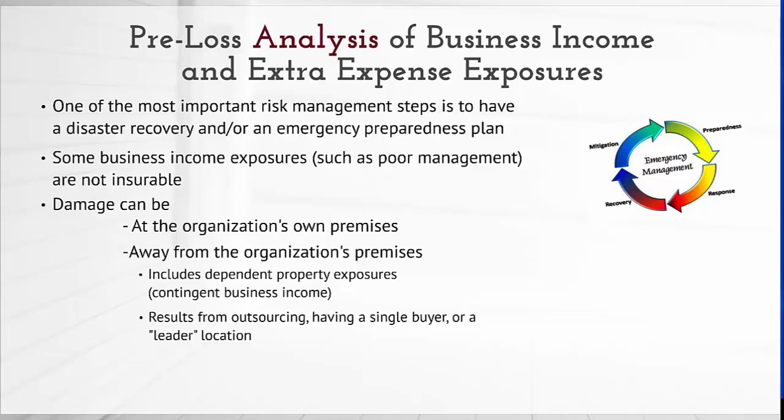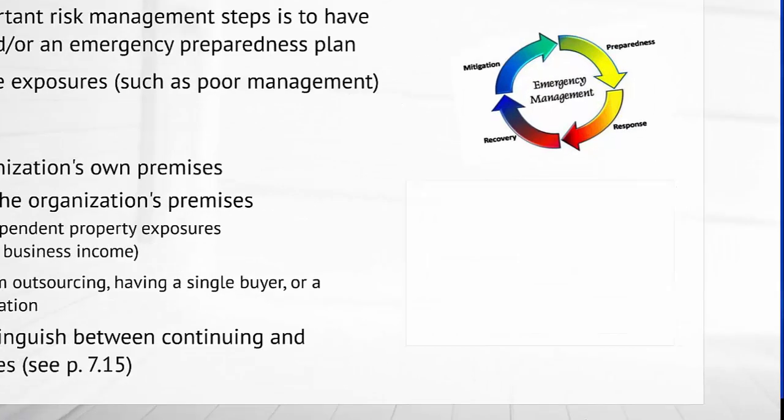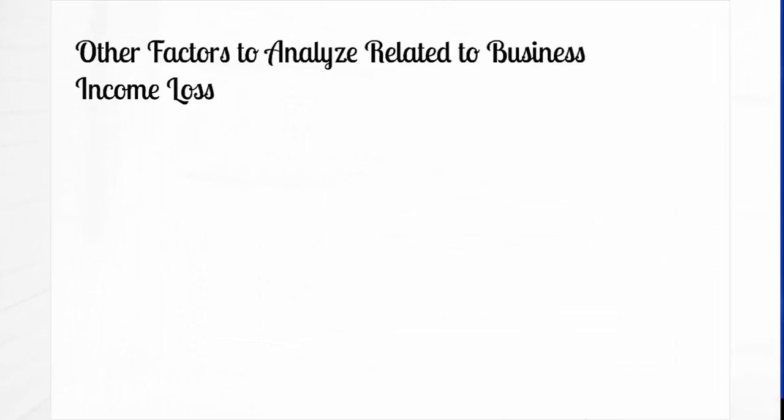For example, a large store like a Dillard's or a Macy's in a mall, or a Best Buy in a strip mall. It may be difficult to distinguish between continuing and non-continuing expenses. You can take a look at page 7.15 to see some differences. There are other factors that should be analyzed related to business income loss.